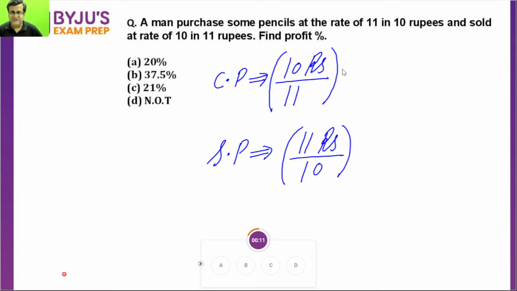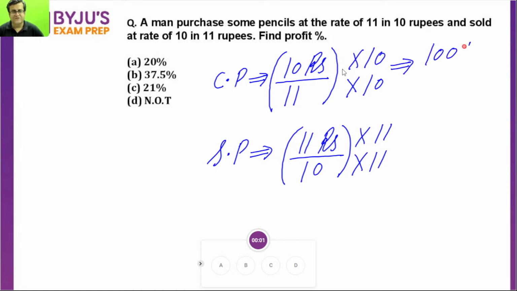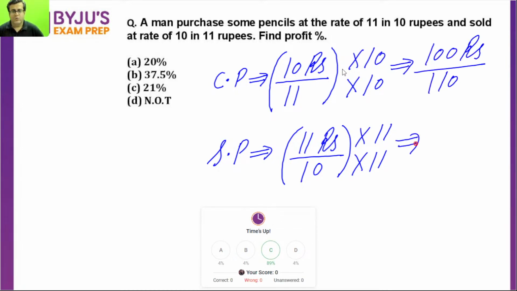Now I can see 10 rupees, 11 articles. This is the cost. 11 rupees, 10 articles. This is the selling price. Okay. Now what can I do? I can make them equal. Multiply with 10 and 10. Multiply with 11 and 11. So make number of articles equal. 100 rupees by 110, 110. This is 121. Okay. Is this clear?